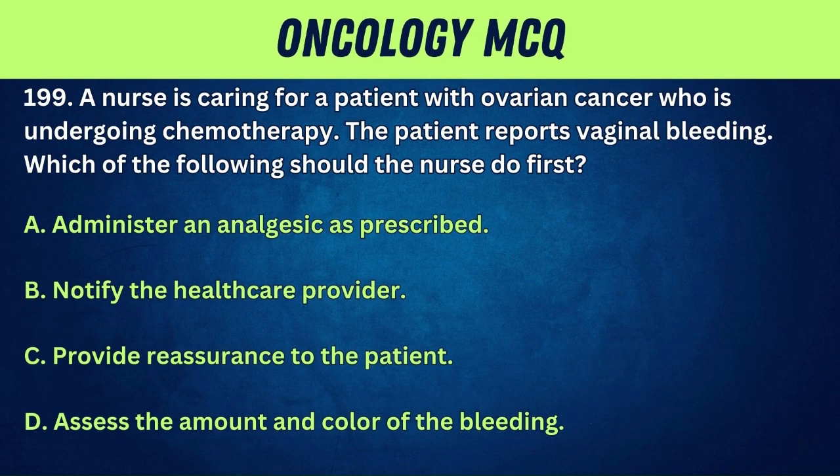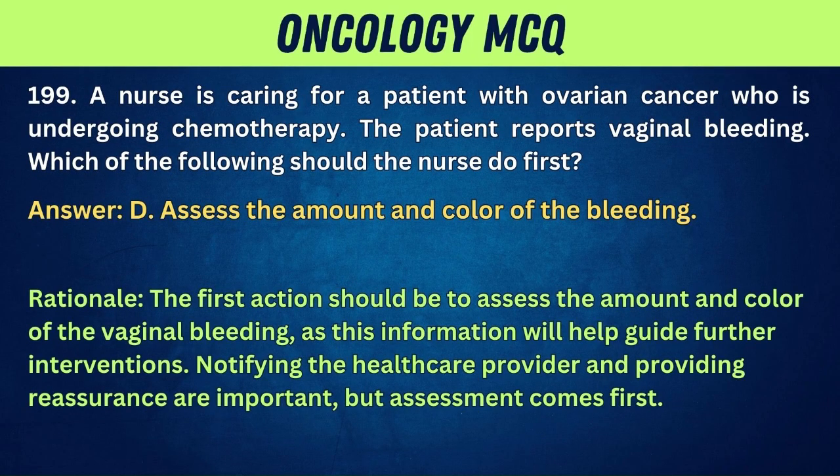199. A nurse is caring for a patient with ovarian cancer who is undergoing chemotherapy. The patient reports vaginal bleeding. Which of the following should the nurse do first? A. Administer an analgesic as prescribed. B. Notify the healthcare provider. C. Provide reassurance to the patient. D. Assess the amount and color of the bleeding. Answer: D. Assess the amount and color of the bleeding.